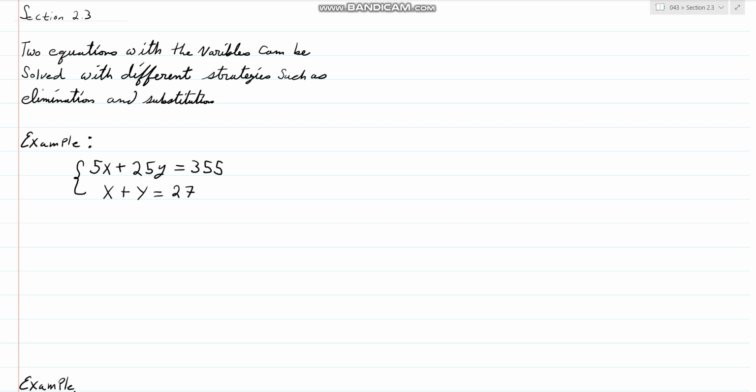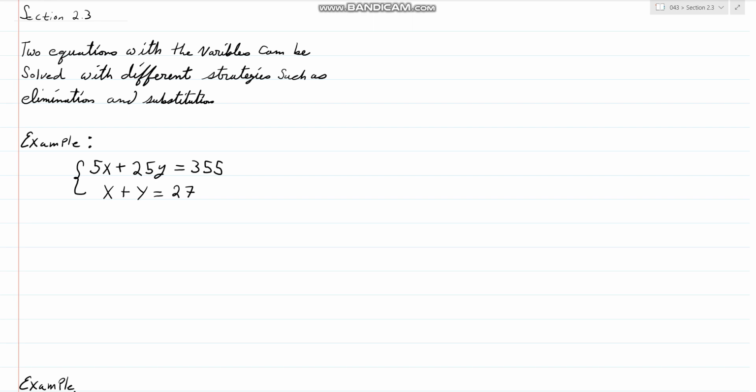Okay, in this video, I want to start talking about setting up linear equations and actually solving them. For my first example, I'm just going to have two equations with two unknowns, and I want to describe how we might solve these. So this is a system with x and y, and I want to solve for both x and y. So I have 5x plus 25y equals 355, and the second equation is x plus y equals 27.